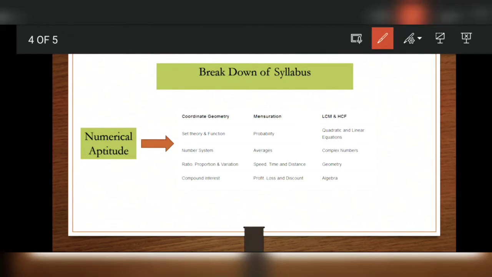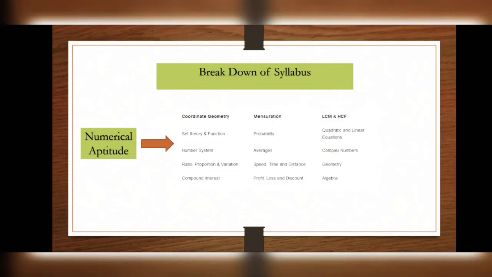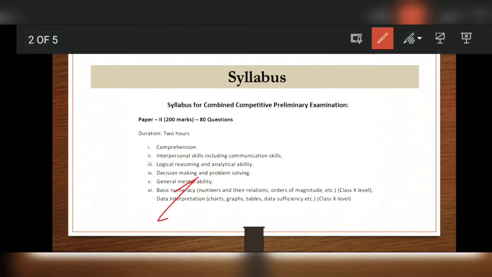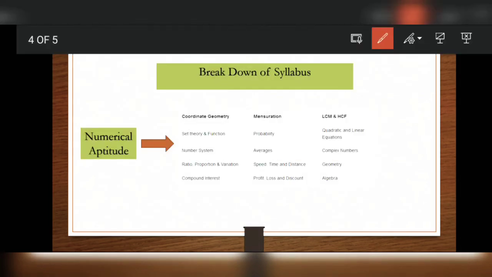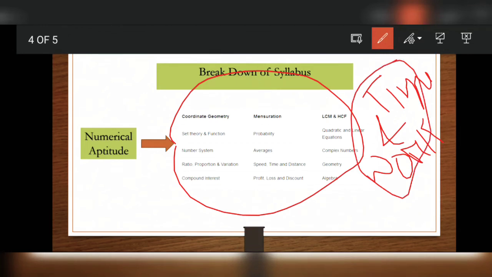So here, if you observe that syllabus, it is very simple. It is given as basic numeracy, class 10 level. So here it is not very clear, it is very general. So let us try to break it down. Sorry, I forgot to add time and work. It is a very important topic. So apart from these mentioned topics, you need to also study time and work.